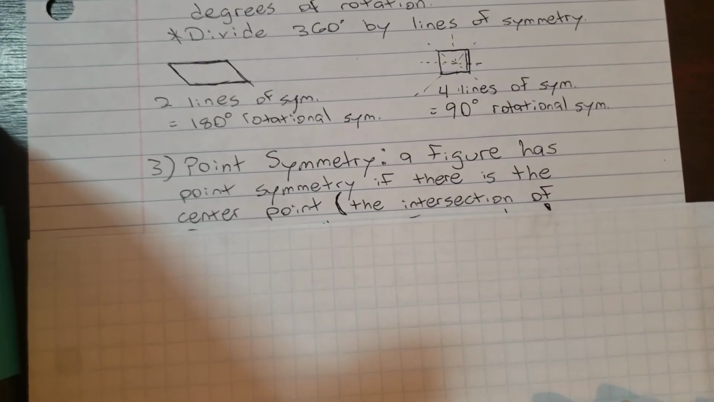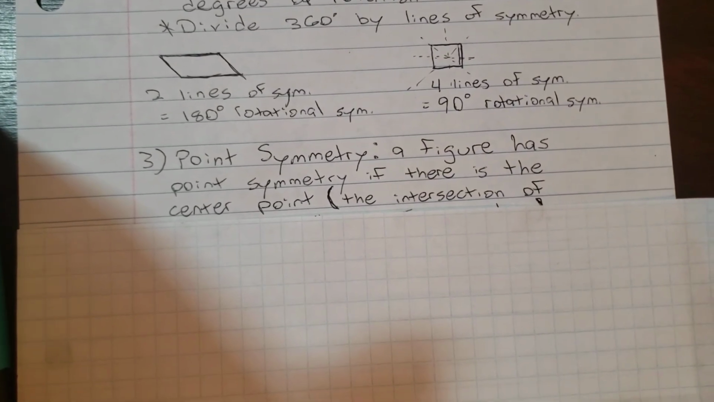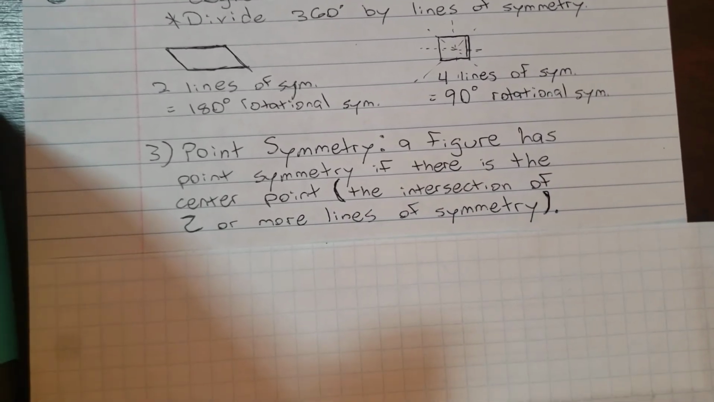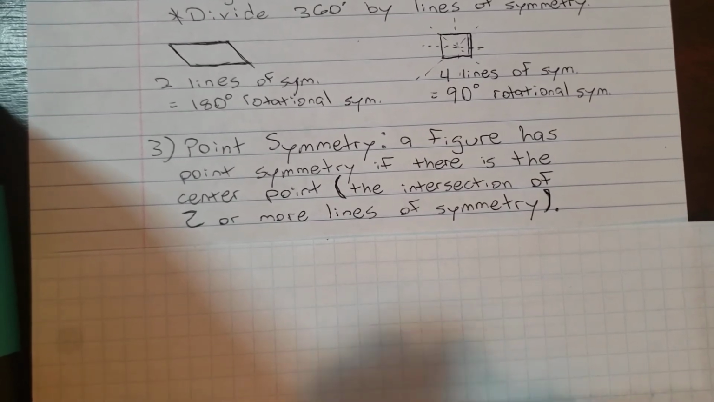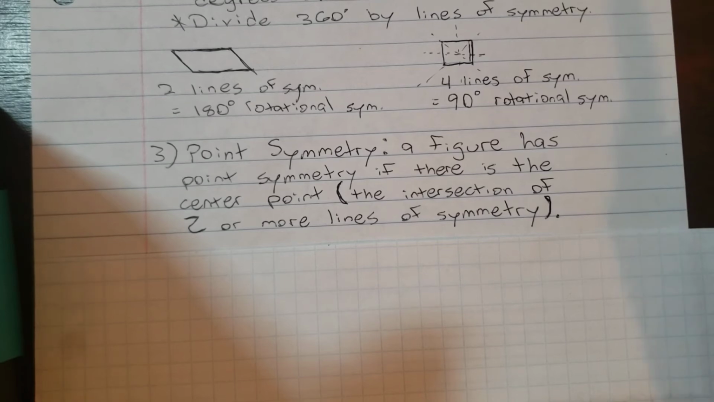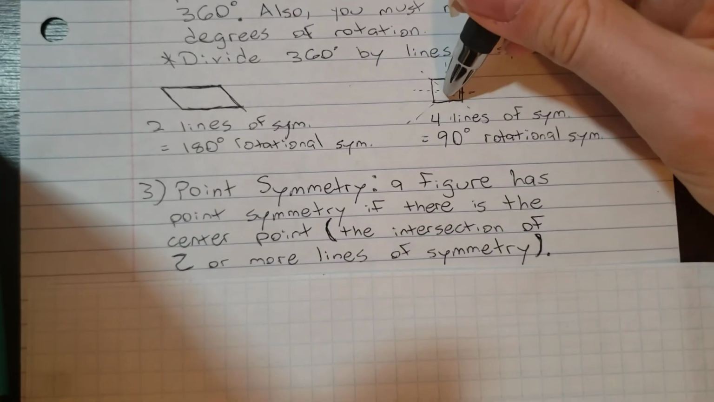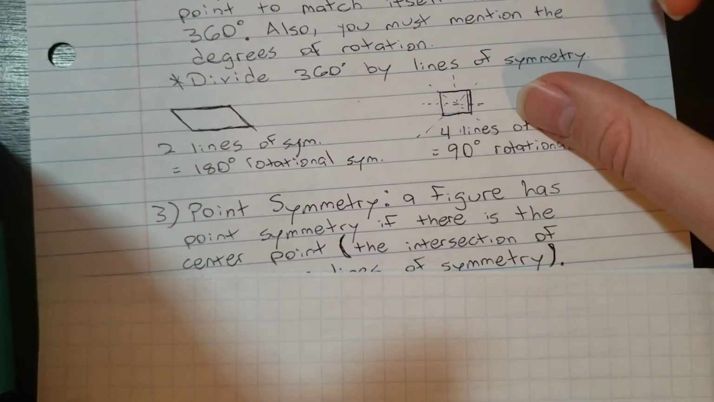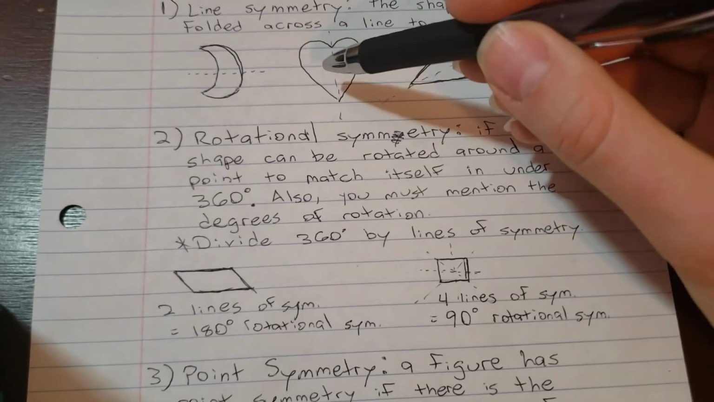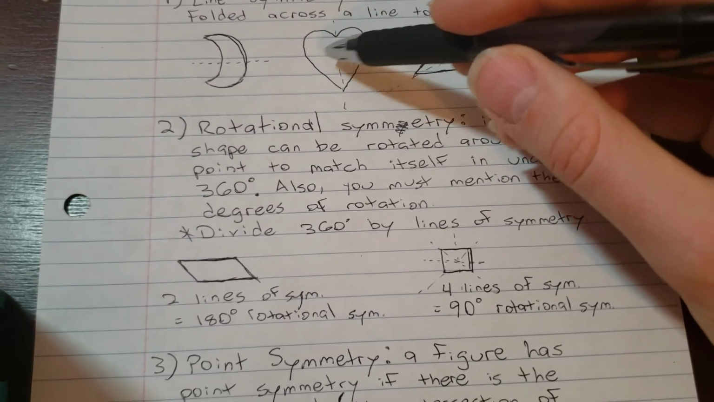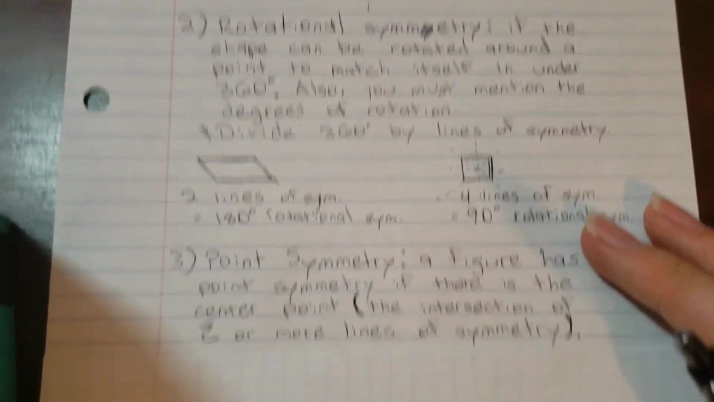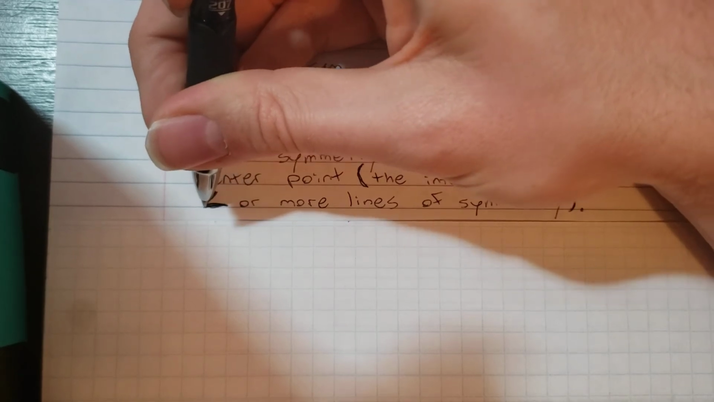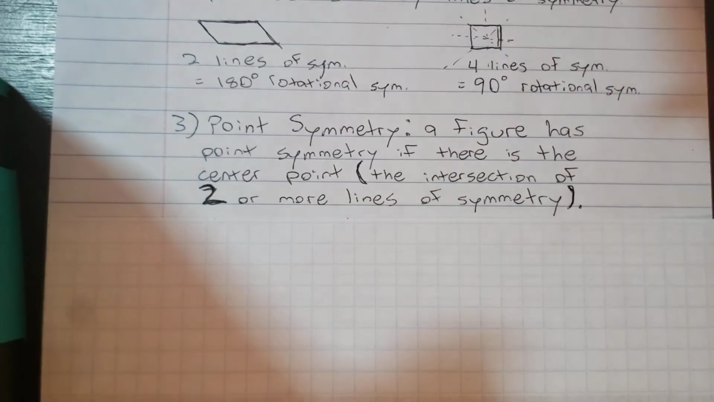The final one is the point of symmetry. A figure has a point of symmetry if there is a center point, like the circle. The intersection of two or more lines of symmetry. Okay, so with the rectangle, again, it was where those two lines meet up. With the square, it's where these 4 lines meet up. A heart, however, does not have a point of symmetry because it only has one line of symmetry. So it's the intersection of two or more lines of symmetry.